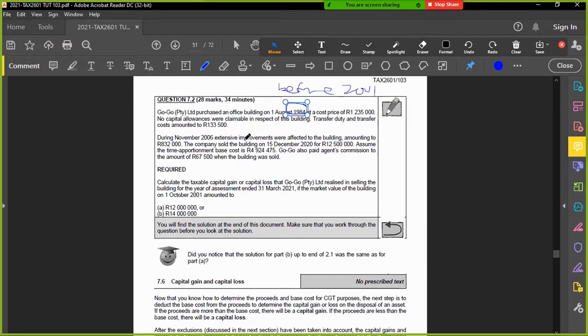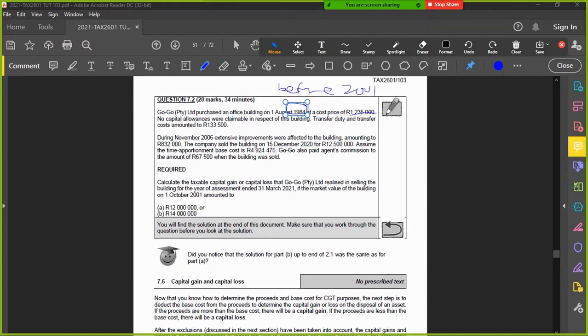So what do I have here? The cost price was 1.2 million. No capital allowances were claimed in respect of this building. Transfer duty and transfer costs amounted to 133,500. Can you see that? Yes. So what are those costs referring to? When they bought it. Exactly, when you purchased the asset, which was pre 2001. Do you agree? Yes.